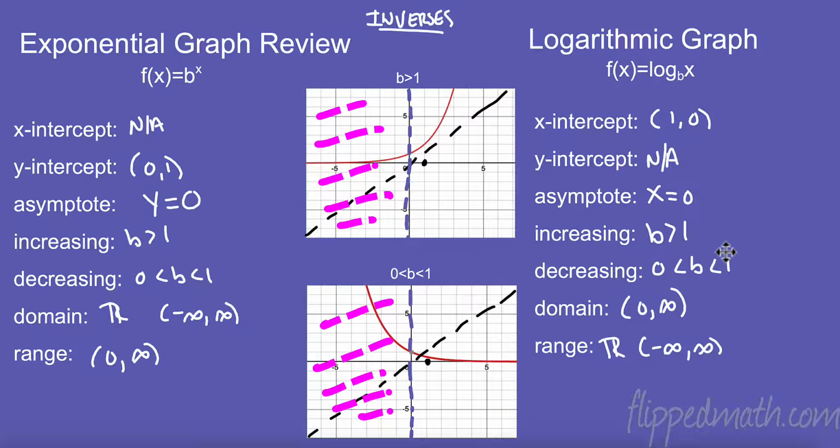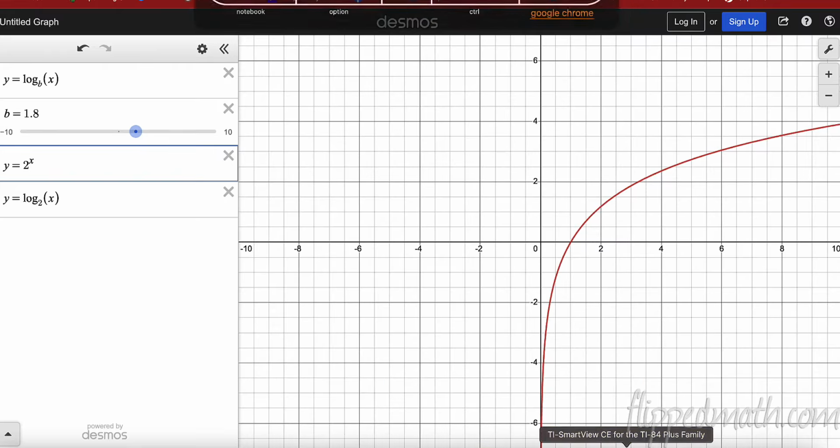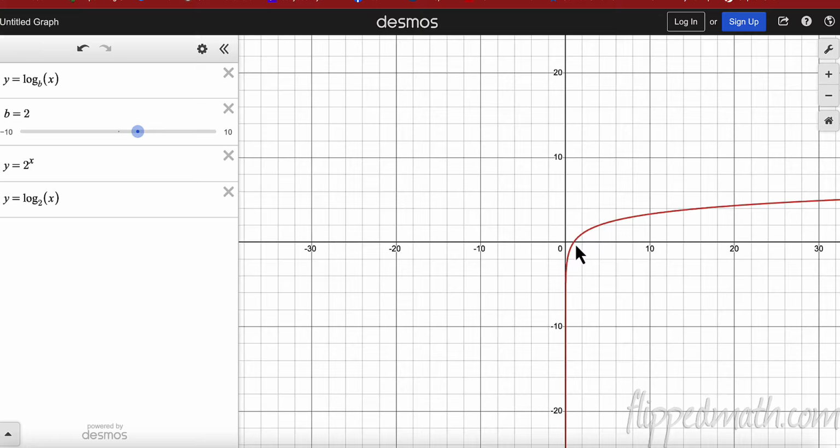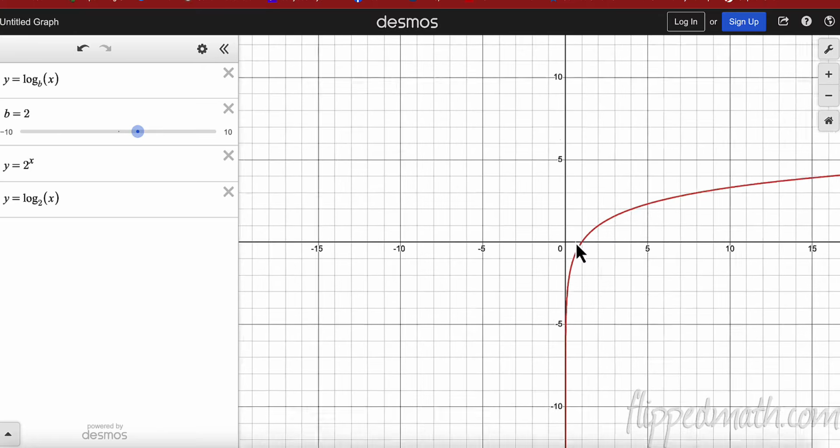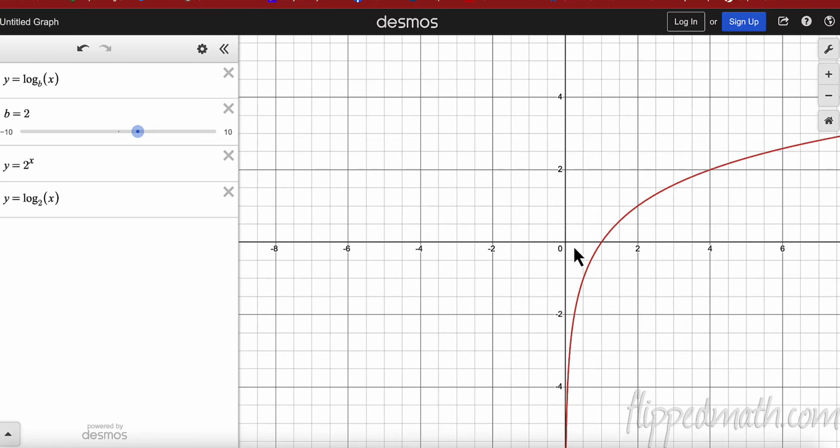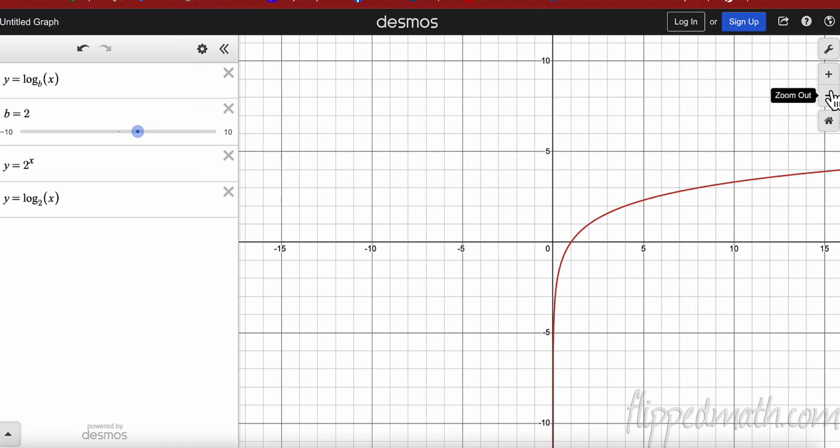We have an intercept, we know an asymptote, and things like that. So let's go over here and take a look at Desmos for a second. Again, we talked about this. I'm going to go to b is 2. I know this was a little tricky here. Let me get a better scale. So that's 1, 0 right there.